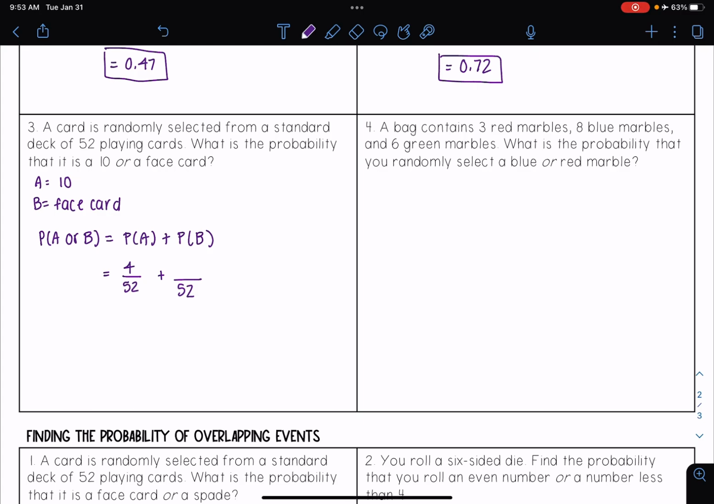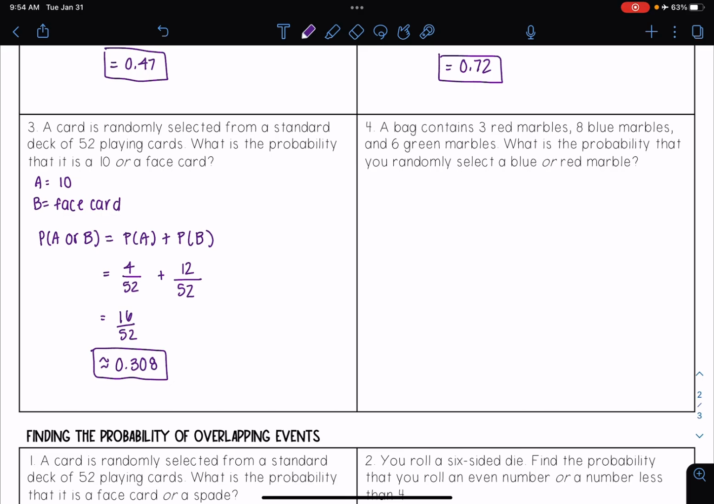And then a face card, I know there's 3 different types of face cards. There's the king, there's a queen, and there's a jack. And there's going to be 4 of each of those for the 4 suits. So that means there's going to be a total of 12 face cards. And so when I add those together, I get 16 over 52. And when you divide that, you get approximately 0.308.